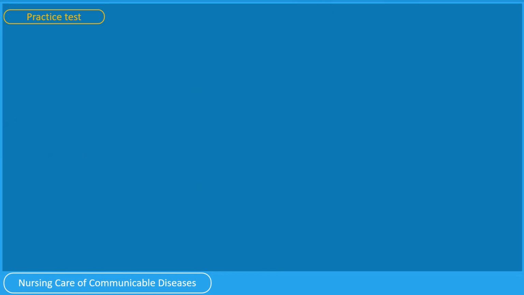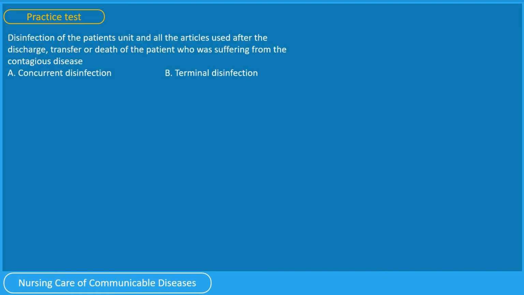Pause this video, gather your thoughts, and when you are ready, let us have a practice test. Disinfection of patient's units and all articles used after the discharge, transfer, or death of the patient who was suffering from the contagious disease is A, concurrent disinfection, or B, terminal disinfection. You have 5 seconds. And the correct answer is B.